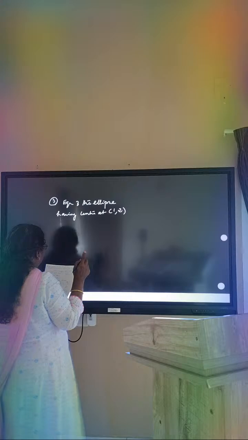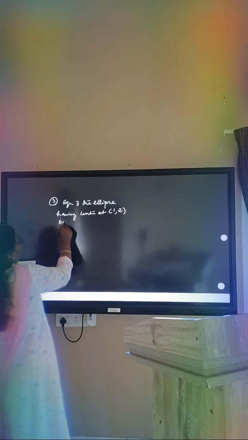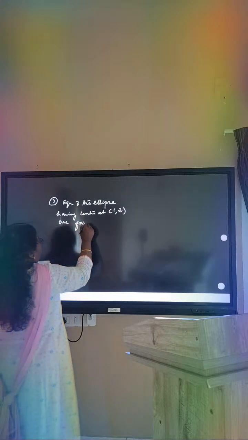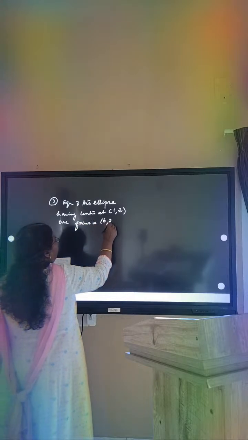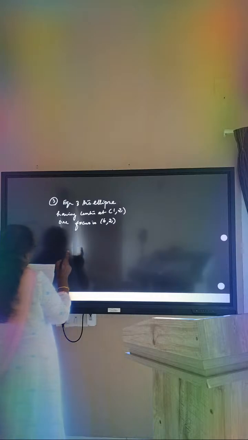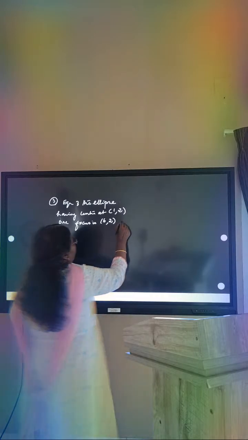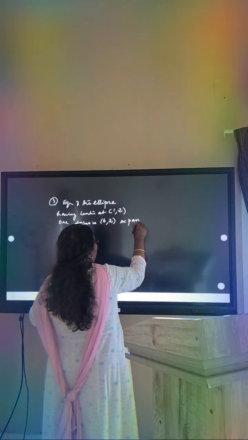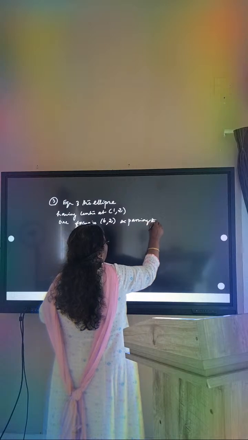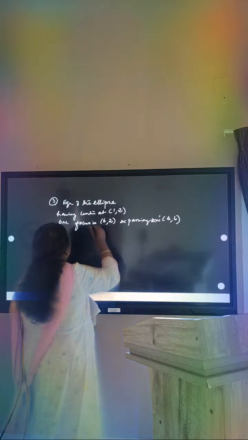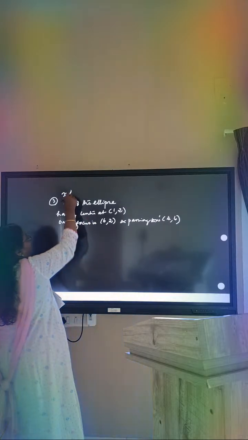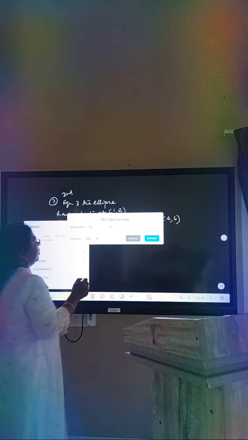One focus is 6, 2. Okay, so one of the foci is given, and passing through the point 4, 6. So what you have to find? We have to find the equation of the ellipse.